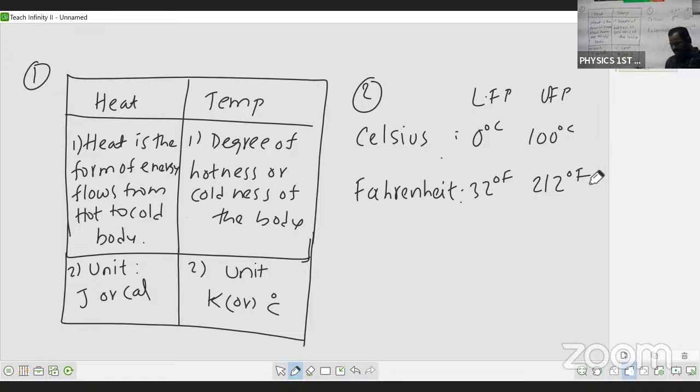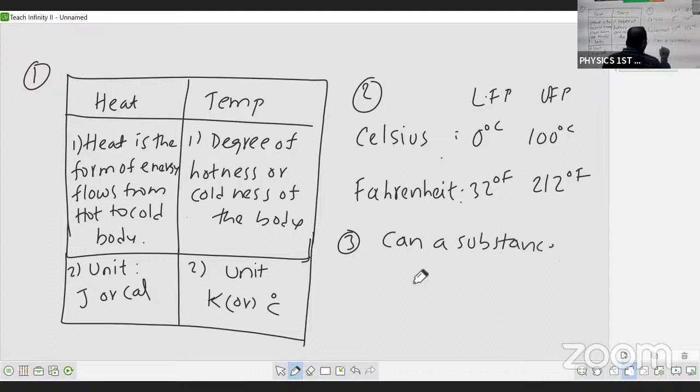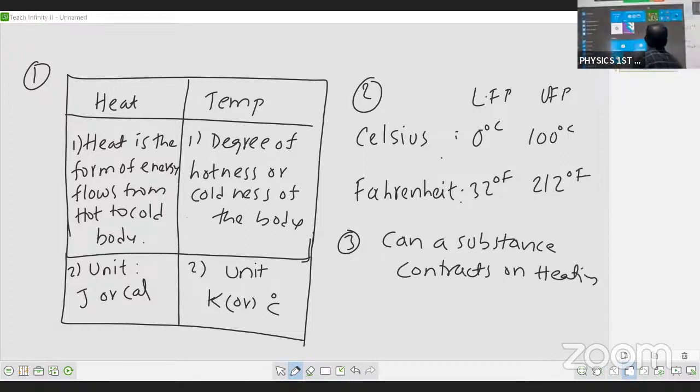Next, this question came in a previous annual examination: can a substance contract on heating? Give an example. For this one, answer yes.